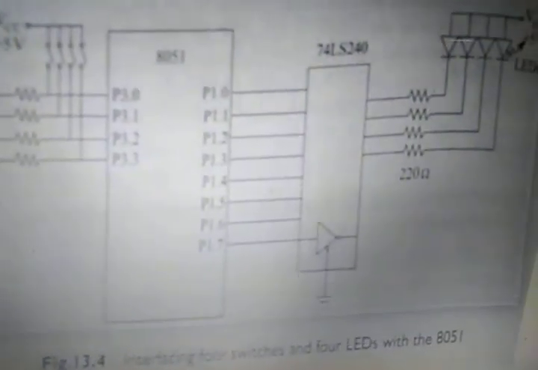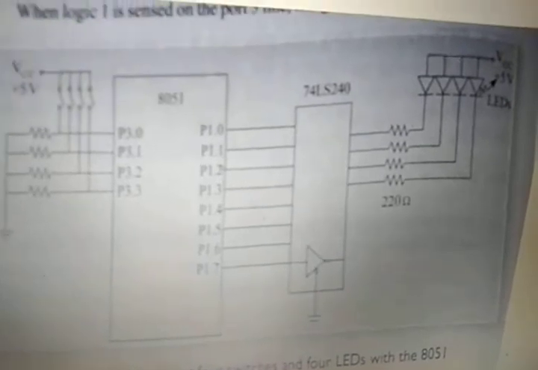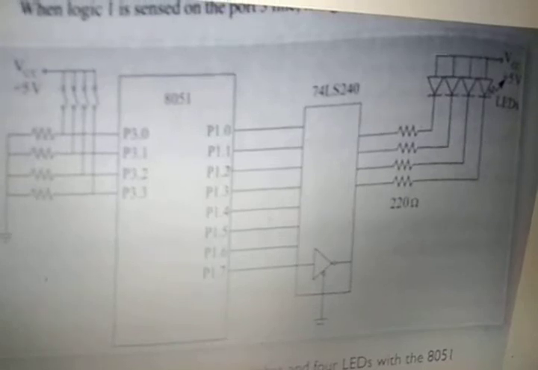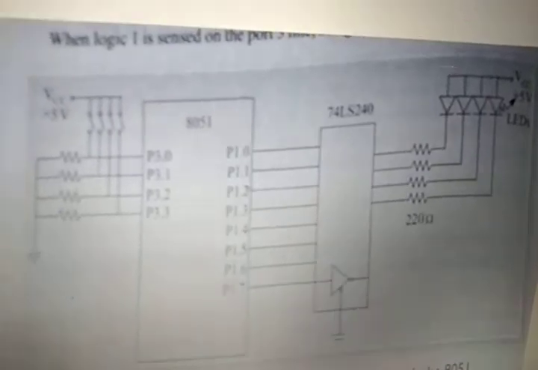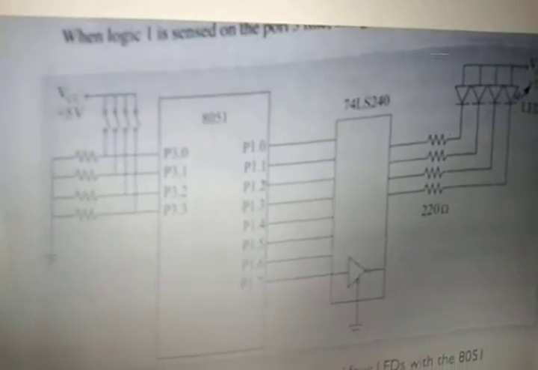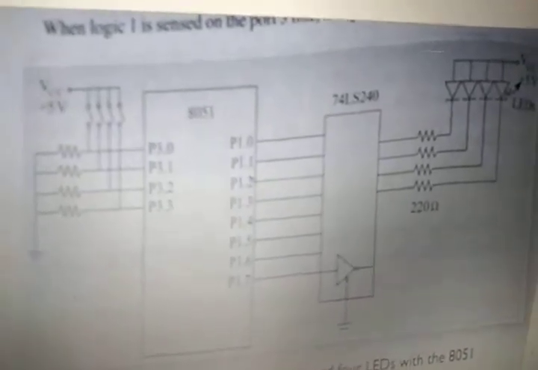Then port 2 is attached with the 4 LEDs via P1.0, 1.1, 1.2 and 1.3. So P3 is associated with the switches and P1 is associated with the LEDs.